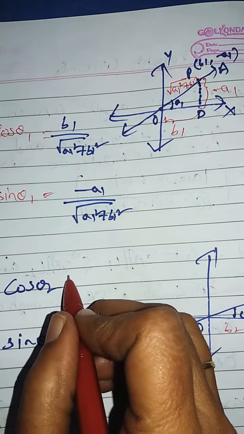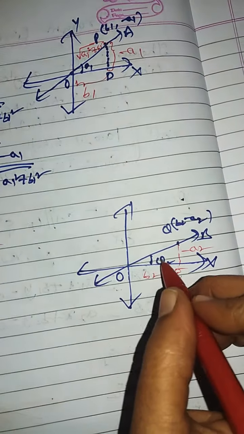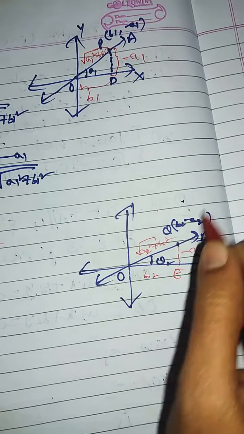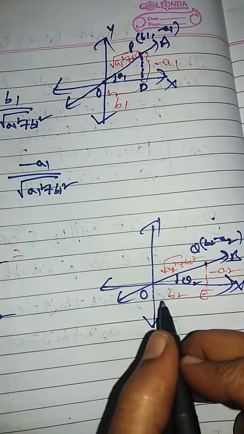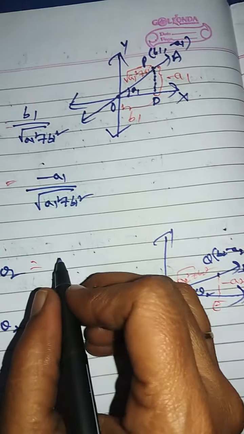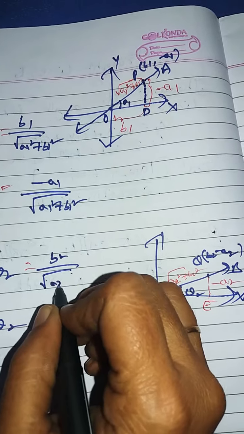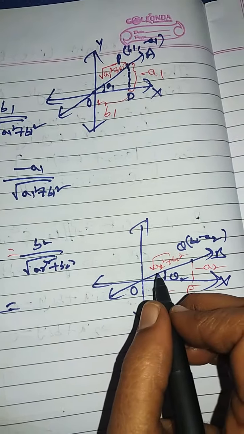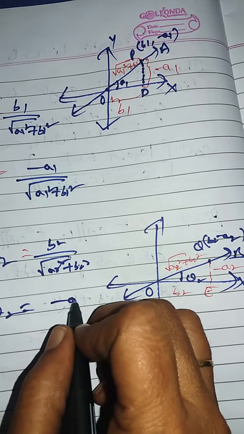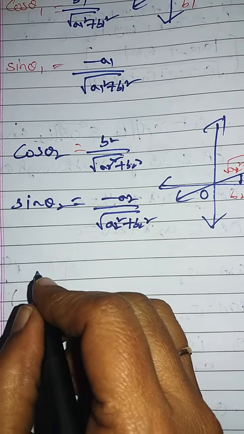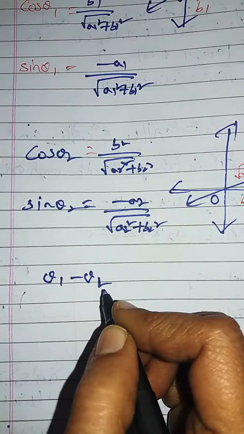Now what is cos theta 2 and what is hypotenuse? Hypotenuse is square root of A2 square plus B2 square. Now what is cos theta 2? Adjacent by hypotenuse, B2 by root of A2 square plus B2 square. What is sin theta 2? Opposite by hypotenuse, minus A2 by square root of A2 square plus B2 square. Now we have to find the angle between two lines, theta 1 minus theta 2.